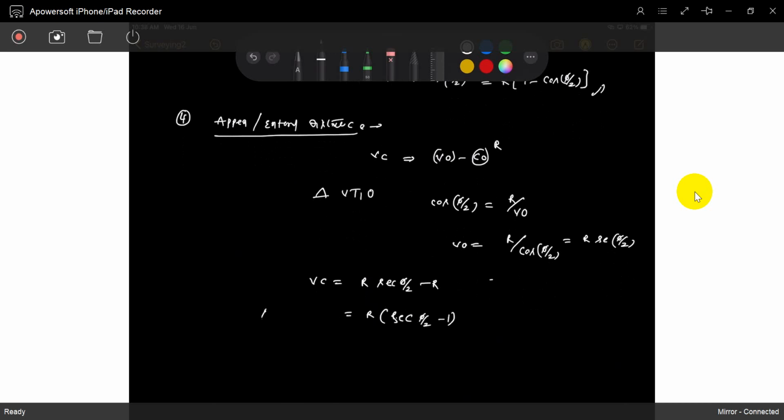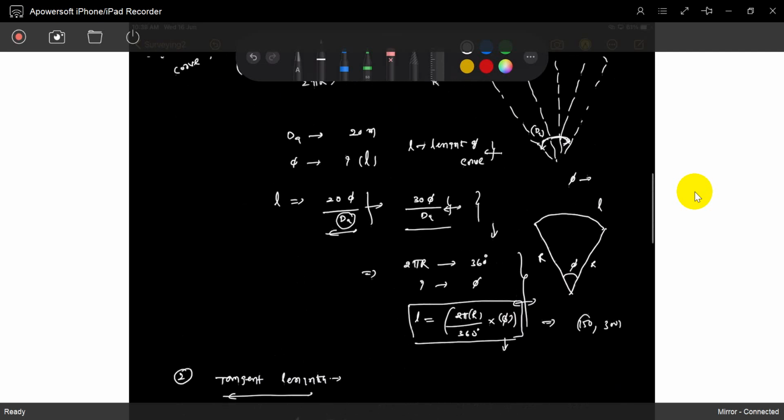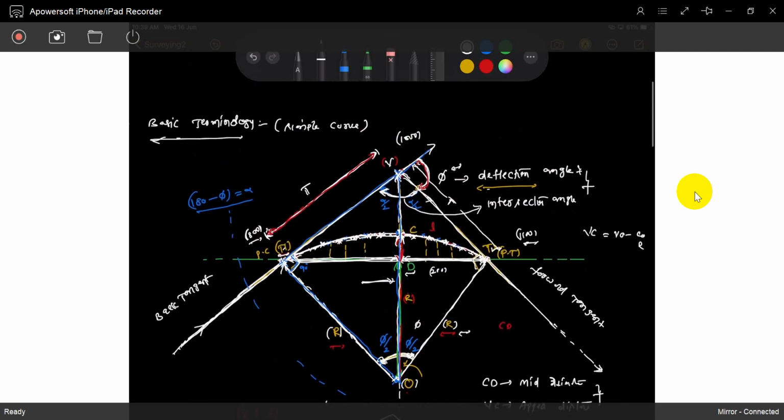That is the apex distance. These are the distances. Are any distances missing? Any other quantity you require? Nothing. Everything we calculated: mid-ordinate, apex distance, tangent distances, and also chord distances. So that's it, over.